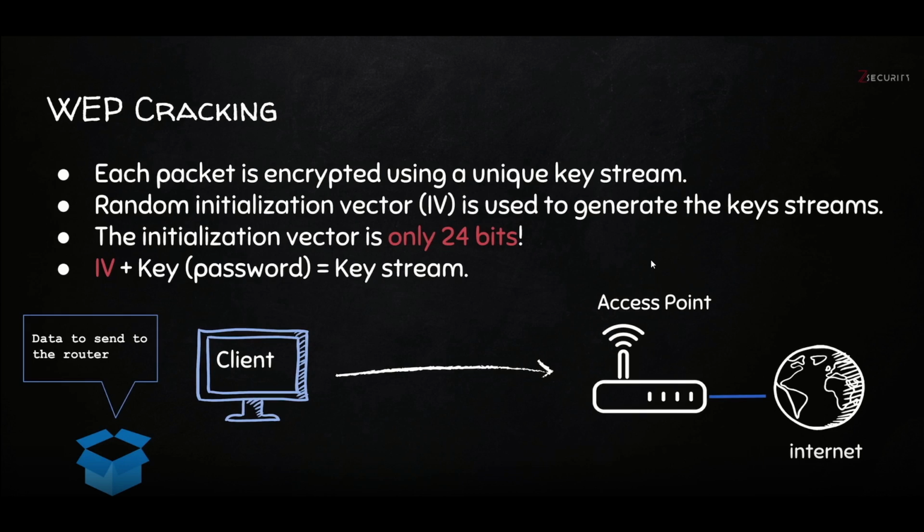Key stream plus the data to be sent to the router is equal to gibberish. So let me again break this down for you. The key is shared between the client and the router, the Wi-Fi's password, let's say. It combines with an IV, which is 24 bits. IV stands for initialization vector, a random initialization vector. When both of them get combined, they form a key stream, and when this key stream is added to the data to be sent, it becomes gibberish.